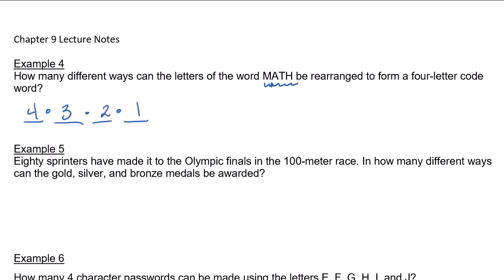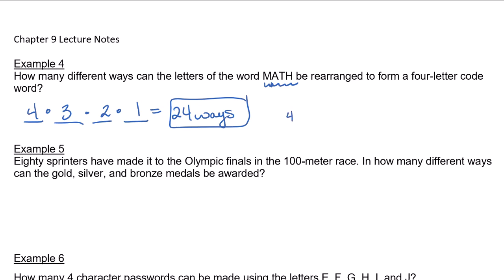So if there's 4 letters available, I pick 1 from 4, and then that leaves 3 to pick 1 from for the next letter, 2 to pick 1 from for the next letter, and then the last letter just has to be whatever's left. All right, so 4 times 3 times 2 times 1 is 24. So there's 24 ways we could arrange the letters M, A, T, and H.